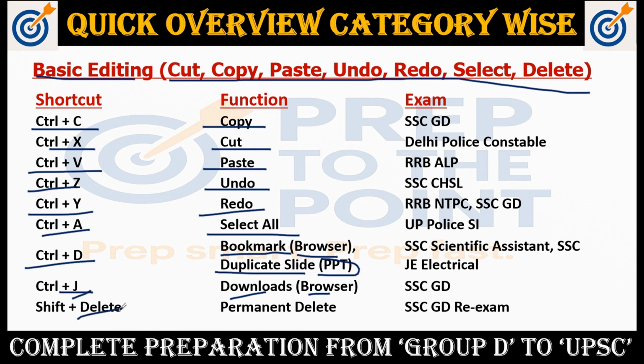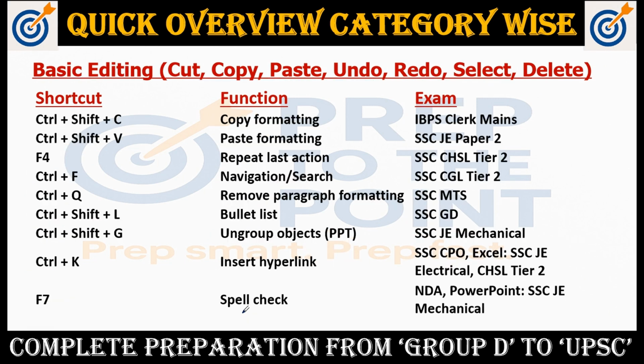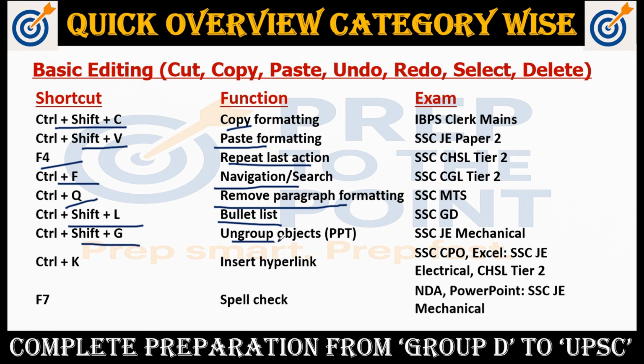Shift plus delete, permanent delete. Control Shift C, copy formatting. Control Shift V, paste formatting. F4, repeat last action. Control F, navigation or search. Control Q, remove paragraph formatting. Control Shift L, bullet list. Control Shift G, ungroup objects in PowerPoint. Control K, insert hyperlink. F7, spell check.